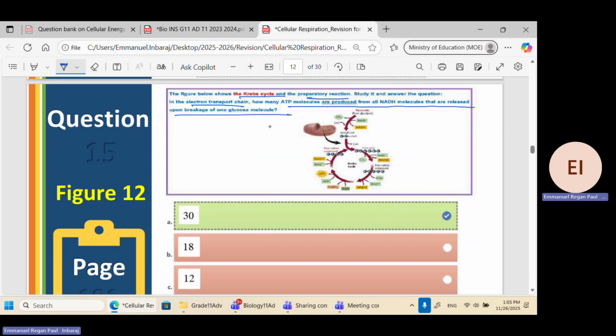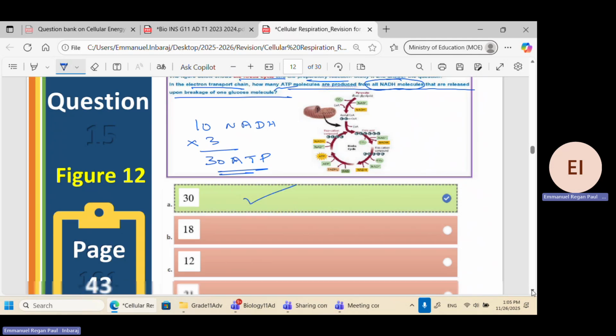See here, what does it say? How many ATP molecules are produced from all NADH molecules? How many NADH molecules were there? 10 NADH. One NADH will give you 3 ATP, so 10 times 3 will give you 30 ATP. So we have the answer: 30 ATP. Okay, next.